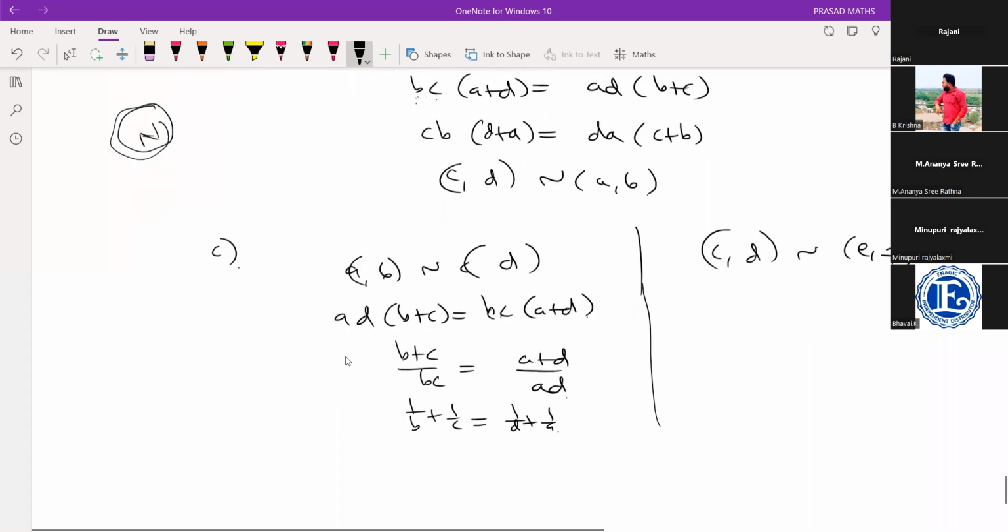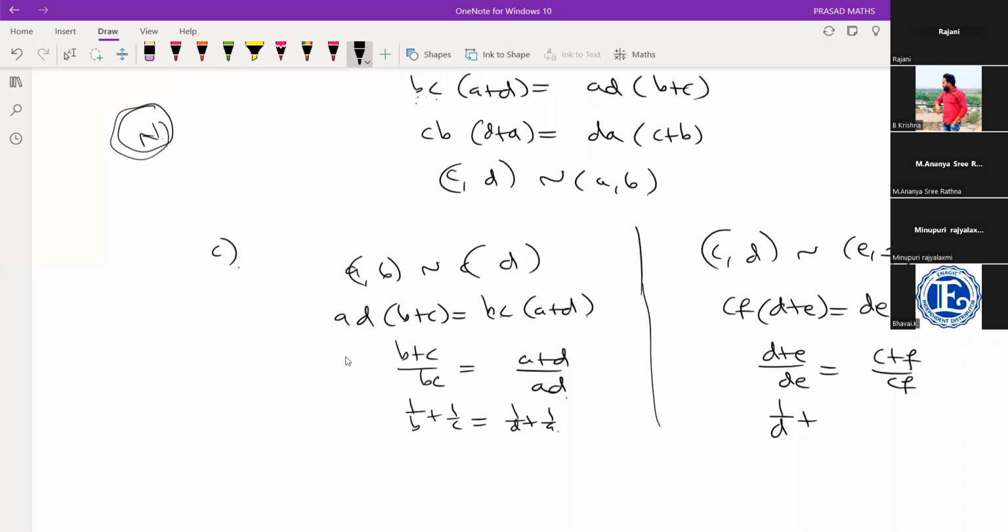Next, what are you going to get here? C F plus D C is equal to D E, B C plus F, again divide with A D E C F. So C plus F is equal to C F. Therefore, 1 by D, 1 by E, 1 by F, 1 by C.